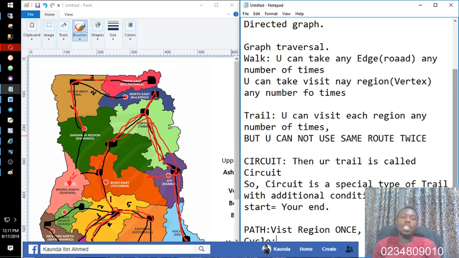So these are the key terms that I realized kept coming up, but I didn't define them at the beginning of the lecture. So these are the key things he talked about right from the beginning. Now we have seen this graph.